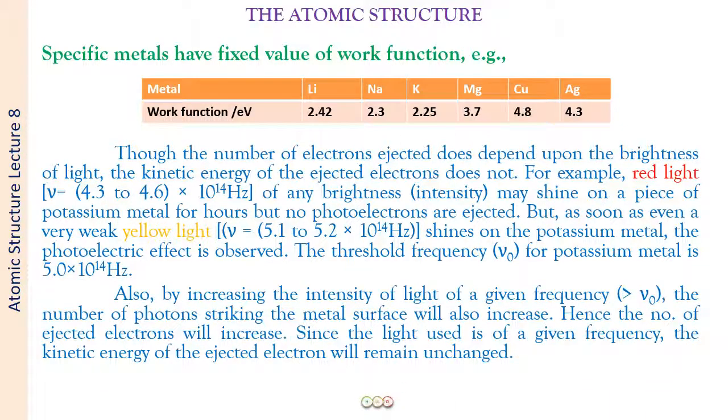And then by increasing the intensity of light of the given frequency, which should be greater than the threshold frequency, the intensity is going to increase the number of photons striking. So this would be increasing the number of ejected electrons. But because we are using light of a given frequency, the kinetic energy is going to remain unchanged. Right? Kinetic energy will change when we change the frequency of the light used.